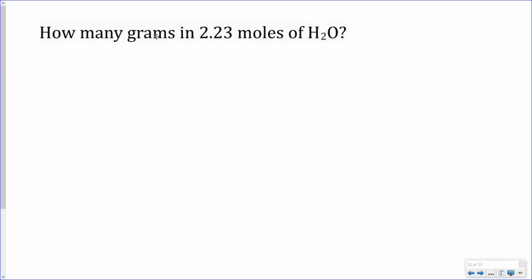What about if we go the other way? How many grams? So now we're looking for little m in 2.23 moles, so this is n, of H2O. So we have our formula, n equals little m over big M. We're asked to find how many grams. We want to rearrange for this. So what do we do to rearrange for little m? We're going to multiply by big M on both sides, and we will have little m equals n times M.